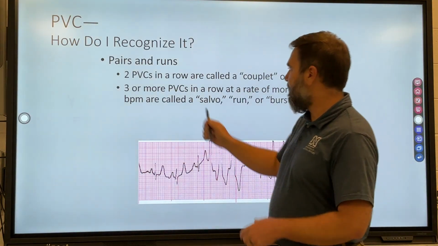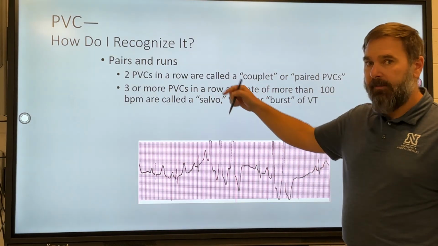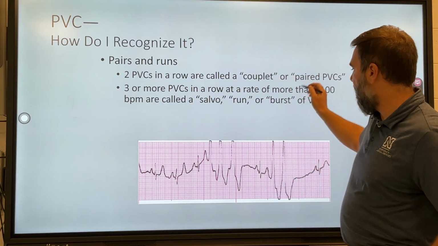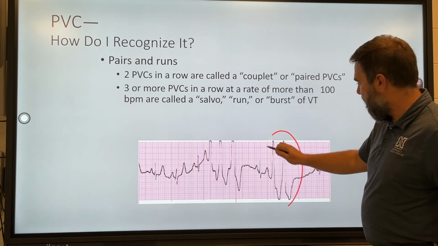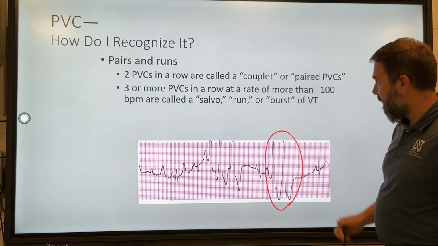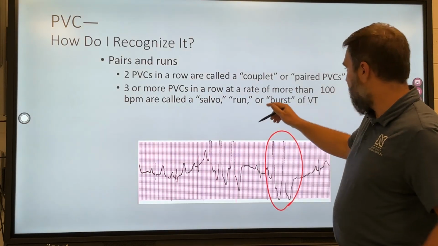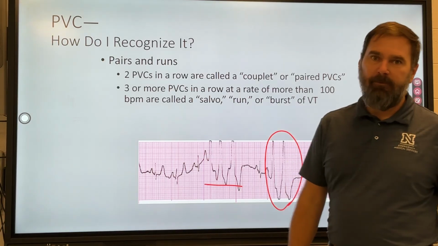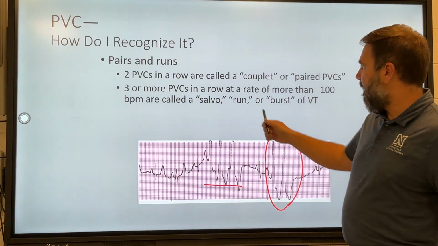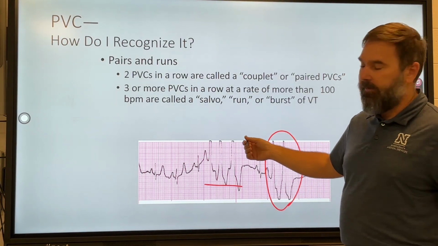So here's two PVCs in a row. Again, going back, the definition is known as a couplet or paired PVC. So here's our couplet of PVCs there. Three or more PVCs in a row, if they're saying it's a rate of 100 or more, then that's a run or a burst of VTach.